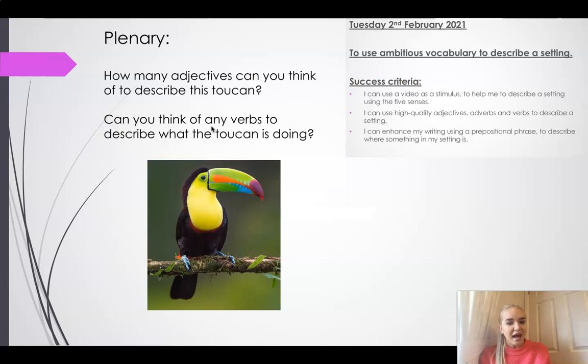Okay, your plenary today is, I have a picture of a toucan. How many adjectives can you think of to describe this toucan? And can you think of any verbs to describe what the toucan is doing? Pause the video and have a think.